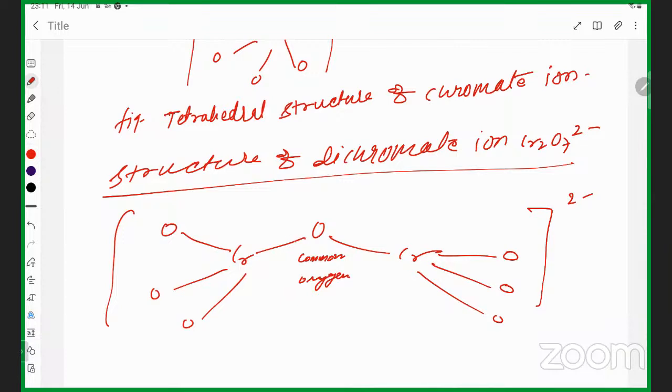If you see the bond angle, this bond angle is 126 degrees. If you are writing the bond length, one Cr-O is 179 picometer and the other Cr-O is 163 picometer. This is not required. Bond lengths and all these are not required. They just asked to draw the structure. The structure of dichromate ion, can you show me once more, sir?